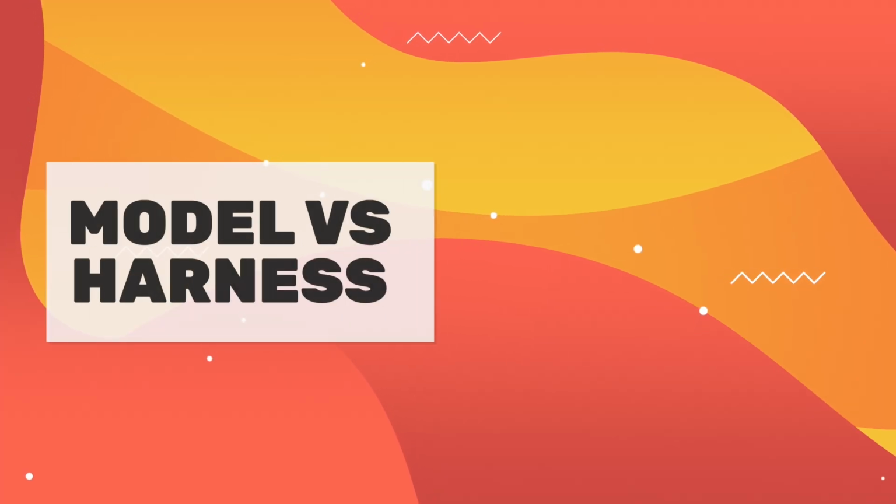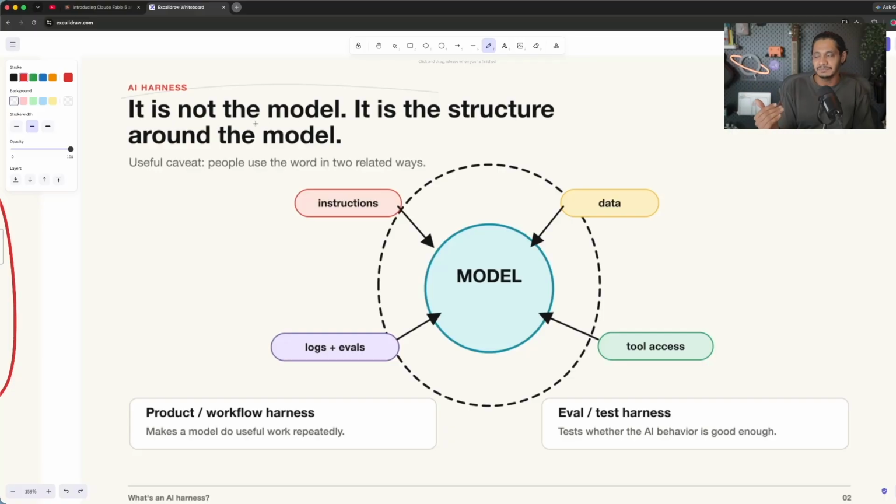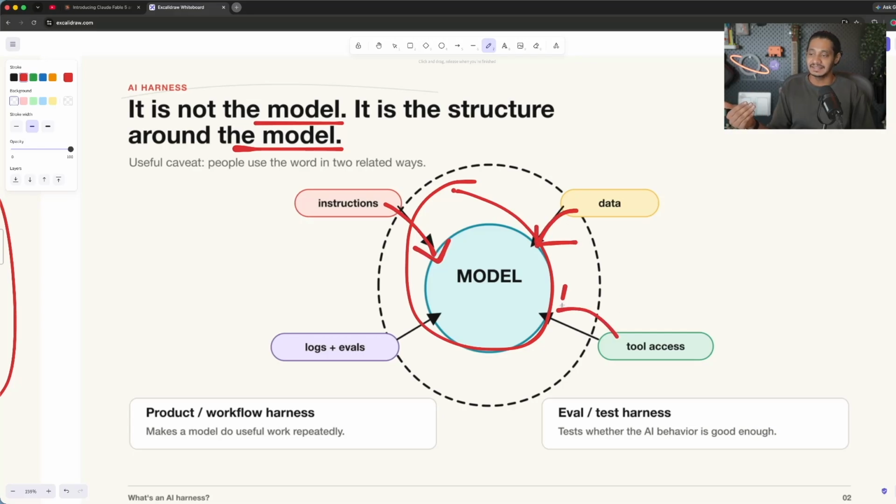A lot of times I see that people get confused and they think that the model itself is the harness. Like someone recently said that Claude Fable is a great harness, a very strong harness. And that is not really true. The model will have varying levels of power, but it is the harness, the system built around the model, that provides it with instructions. It provides it with data. It provides it with tool access and things like logs and evaluations that make it useful for real workflows.